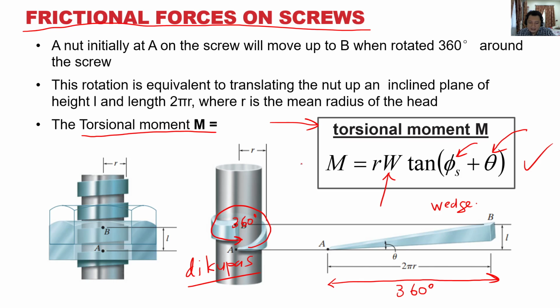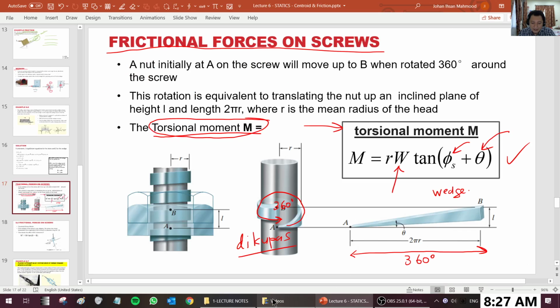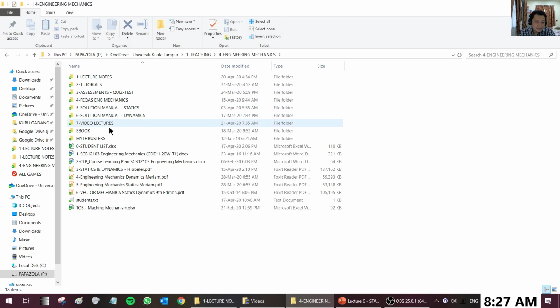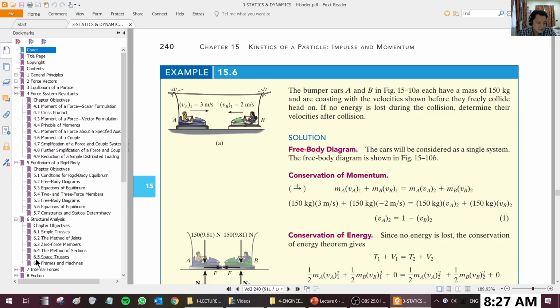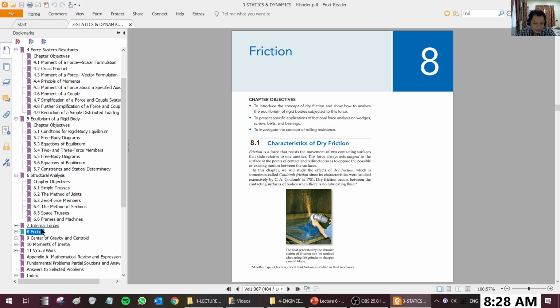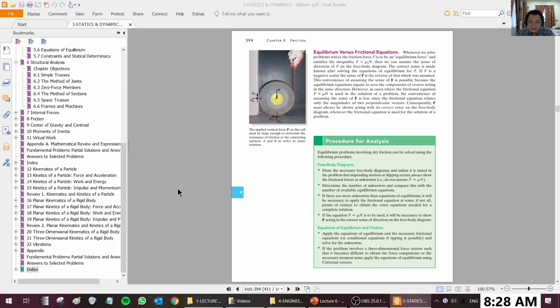But the good thing is, let's check out the books. Torsional moment. Let's open up some books. Engineering Mechanics, Hibbeler on friction. Okay, friction. There's this thing on wedge.